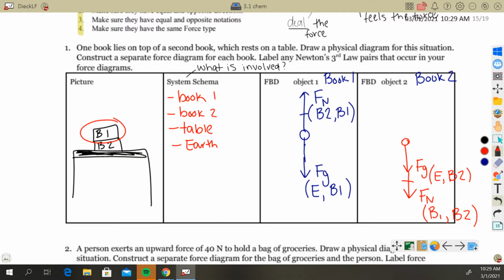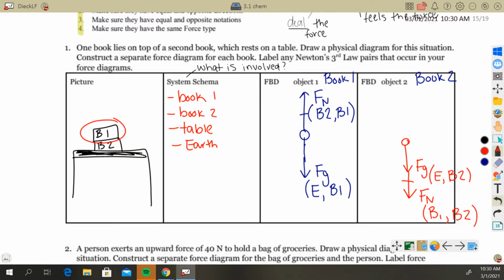All right. So it has a normal force pushing down from book 1. It also has a force of gravity. And then it's going to have an upward force of what? What's my upward force? What's my upward force over here? Normal. How long should my upward force be?